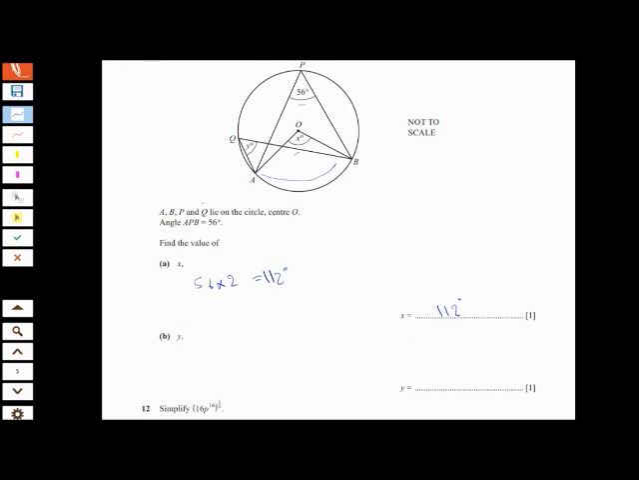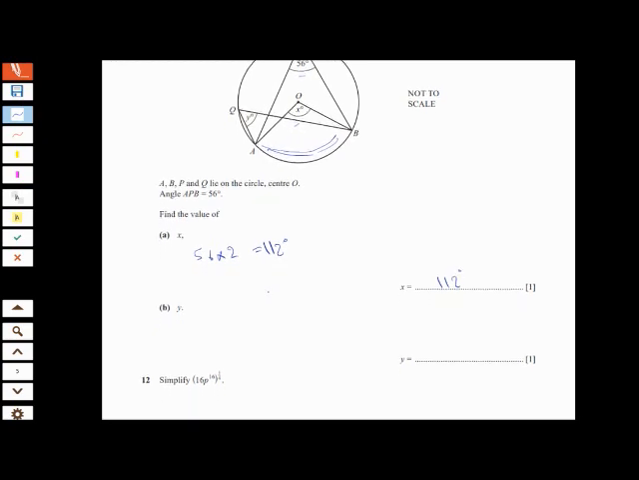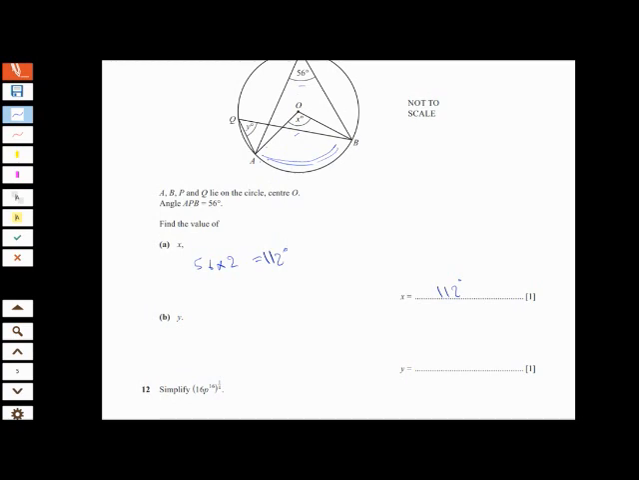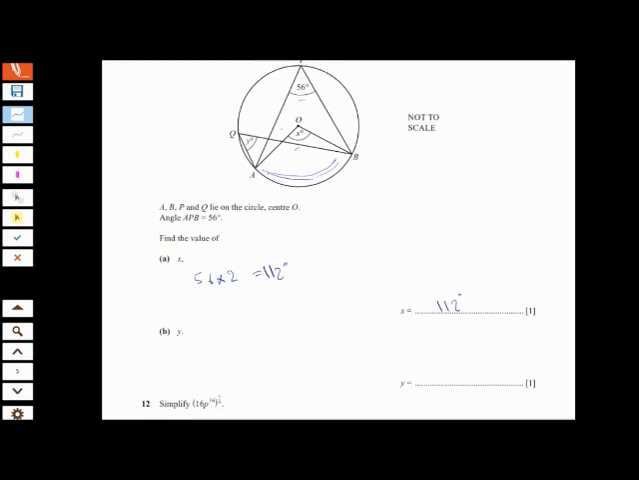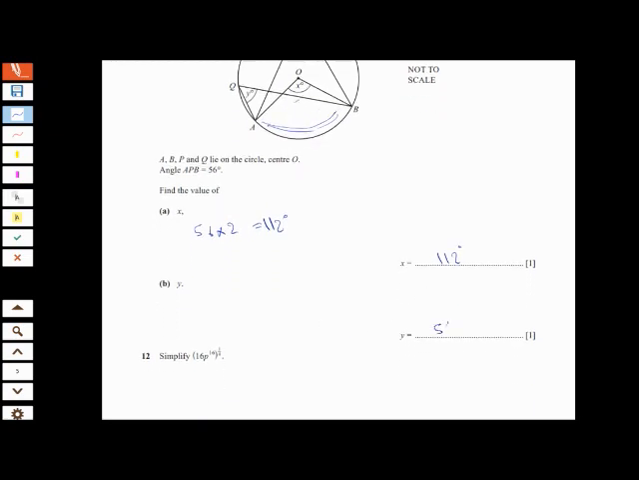And now Y, same thing. We already know Y and X are related somehow. Why is that? Because they share the same arc. 56 and Y, not X and Y, 56 and Y, are basically equal, because they're both lying on the circumference of the circle, which is 56.